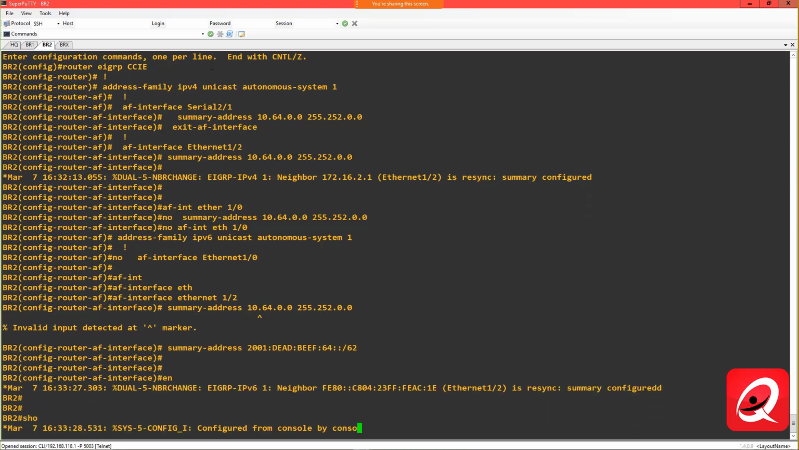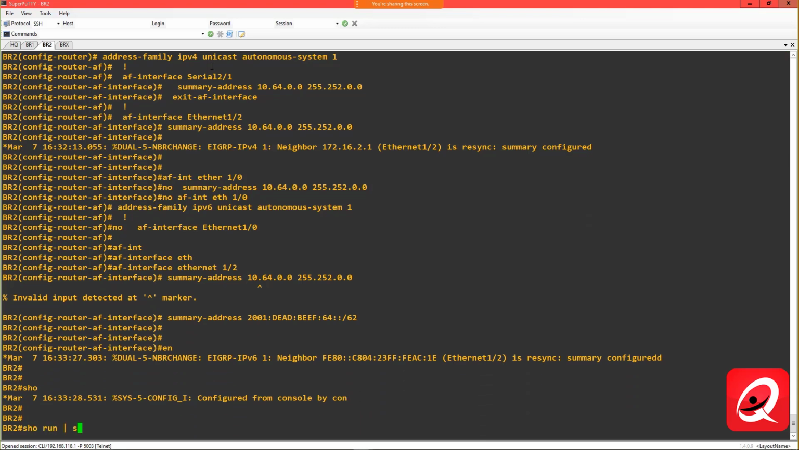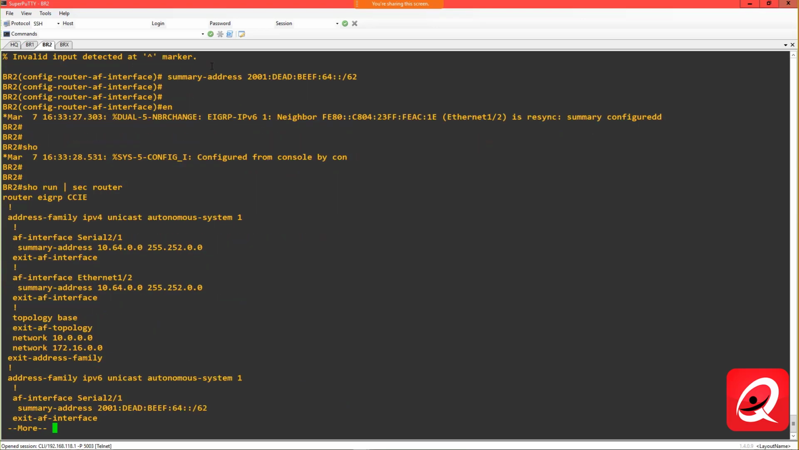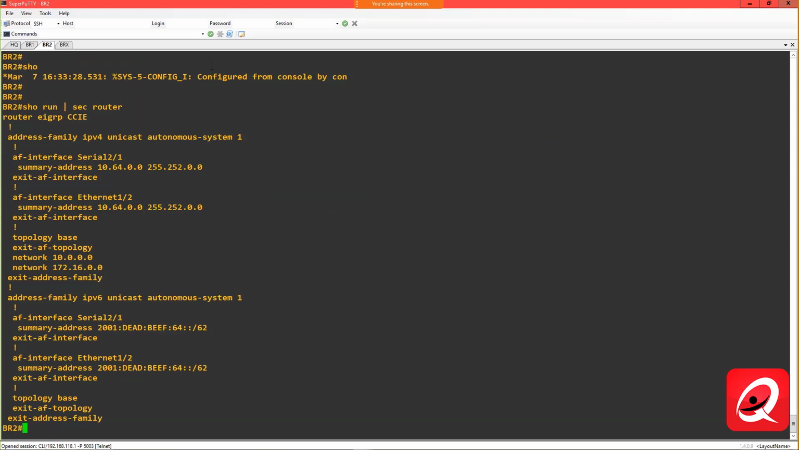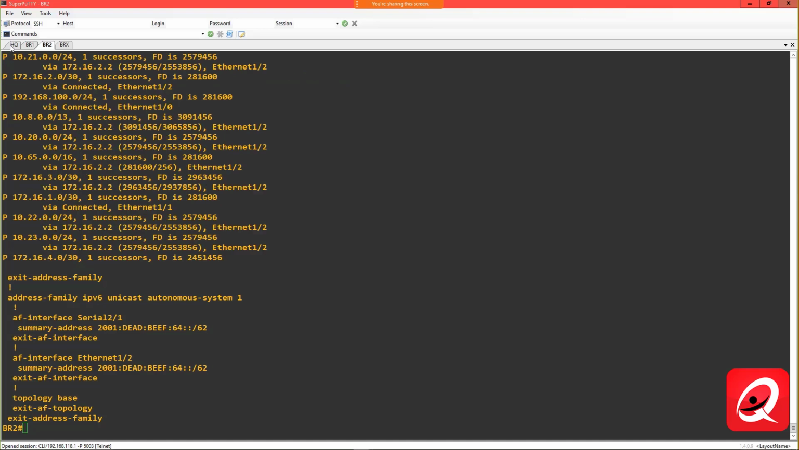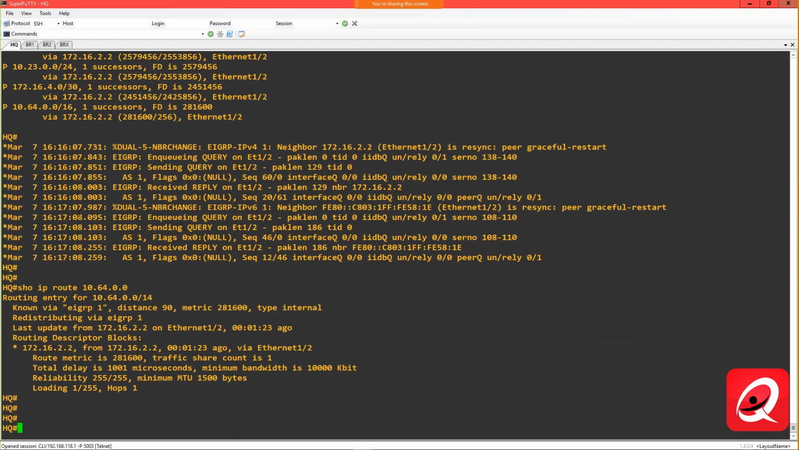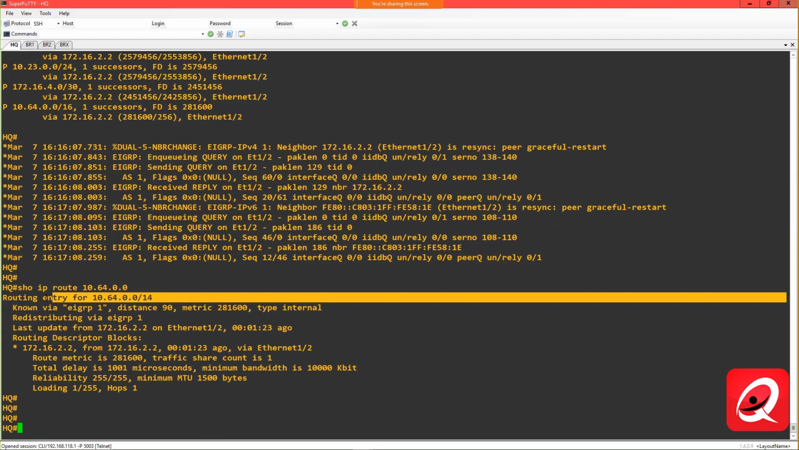Show, and there's a graceful restart. Show run pipe section router. So of course we're going to see the null zero route being created locally because the null zero route is global, right? It applies to the serial interface as well as the Ethernet interface. But I didn't see that on HQ. So now if I do a show IP route 10.64.0.0, I should see it matching the /14 route.